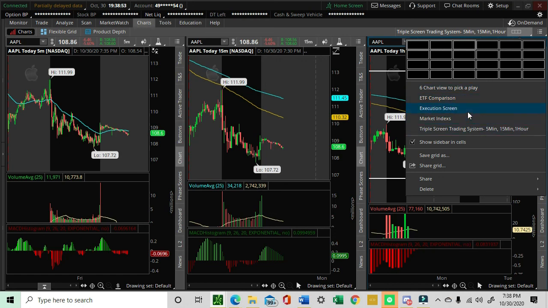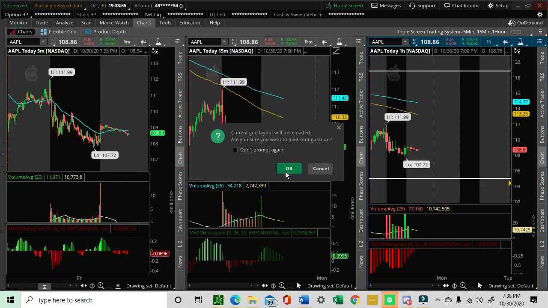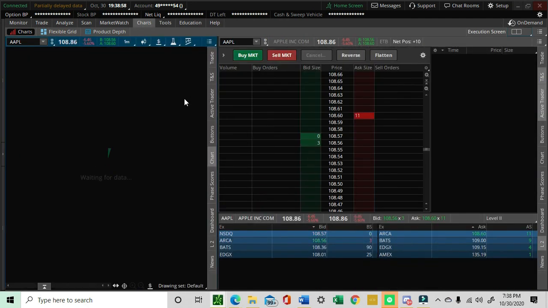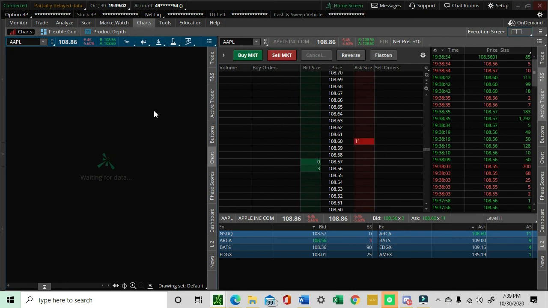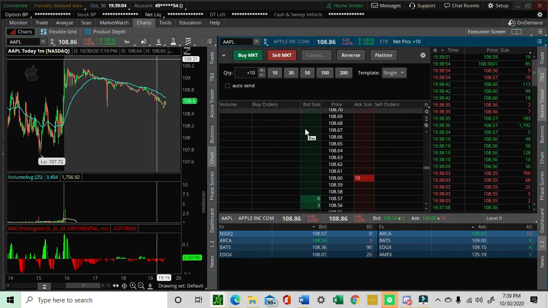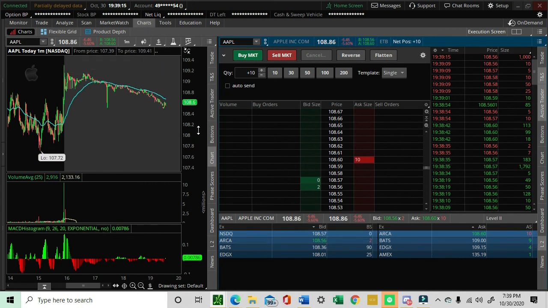So now let's say I'm going to execute on this trade. I'm going to come to my execution screen, which is right here, where I have my 1 minute for execution to see exactly where price is at. I have my active trader to get in and out of trades fast and efficiently. I have my time and sales to see the bids and the asks, and level 2 to see the bid and the ask, right? So this is my execution screen.